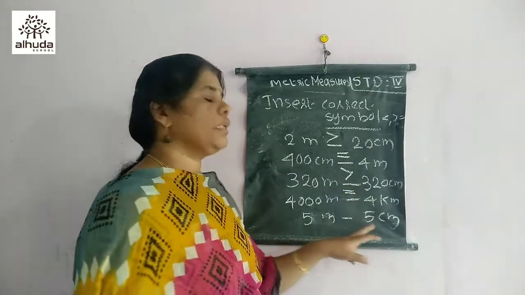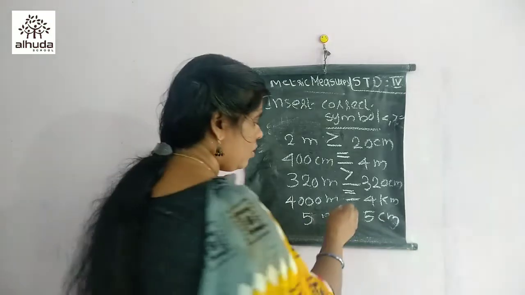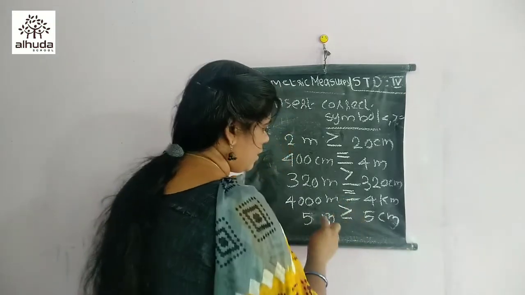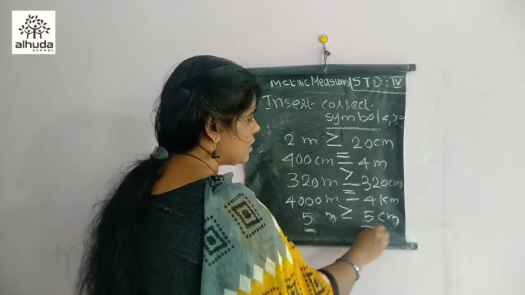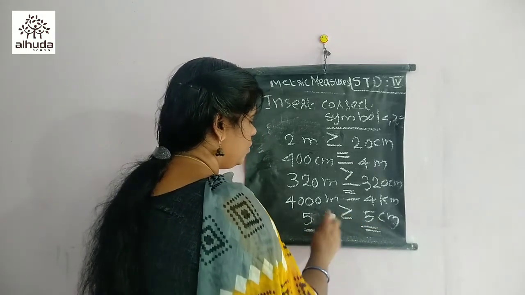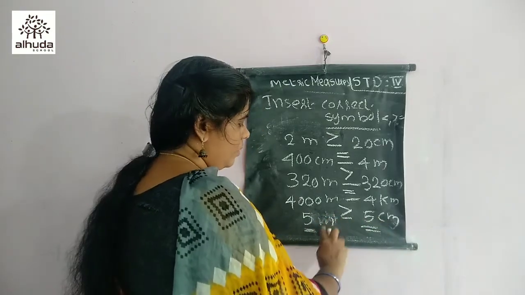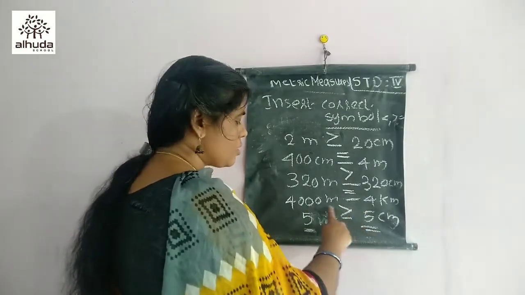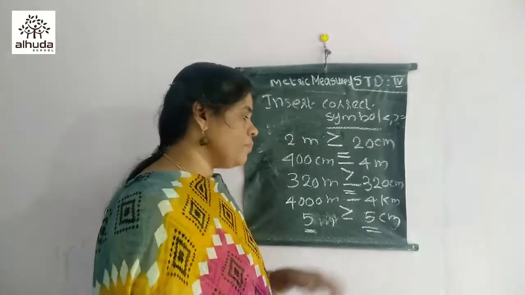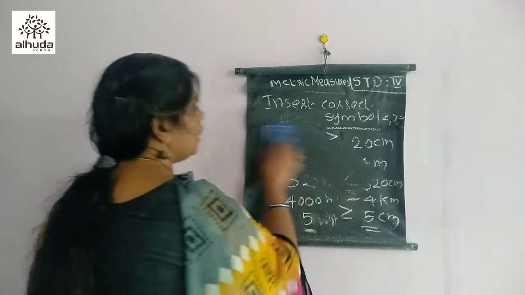Then 5 meter, 5 centimeter. Meter is always greater than centimeter. The digits are equal here, but you look at the units. Here meter is given, here centimeter is given. So the units are different, and meter is higher than centimeter. So 5 meter is greater than 5 centimeter. Okay. So next we are doing the conversion.